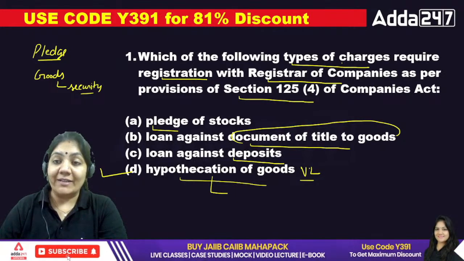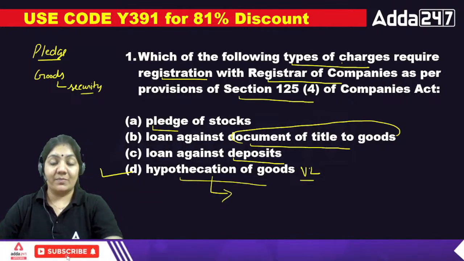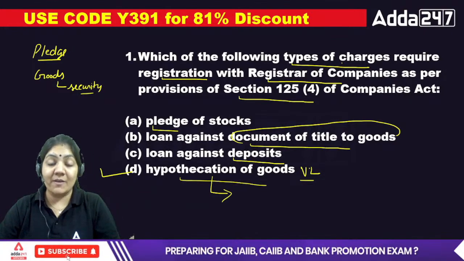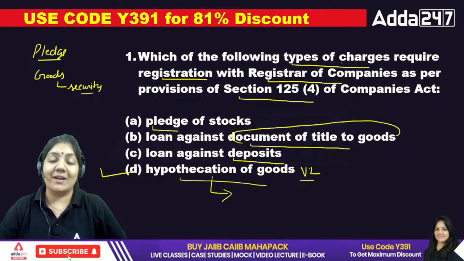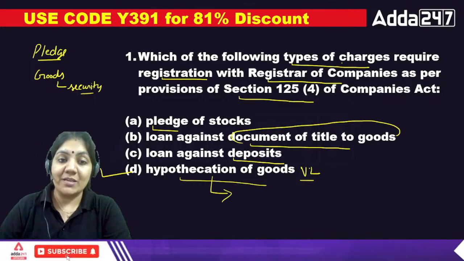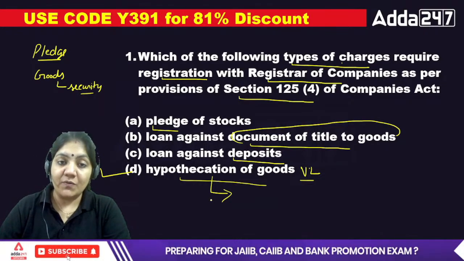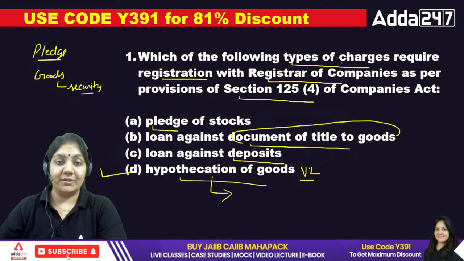So which of the following types of charge require registration? It requires the registration. Why is it called requiring registration? Because the security is in the hand of the borrower, so that's why it requires a registration. So that's why D is the right answer. Before going to the answer, you have to understand the various concepts that we have to learn there.